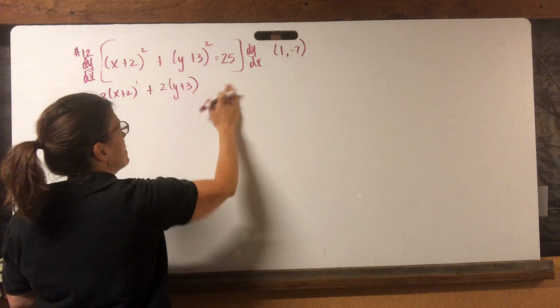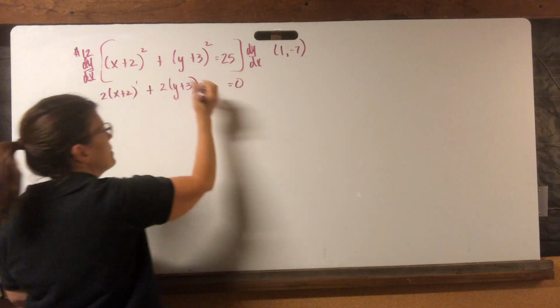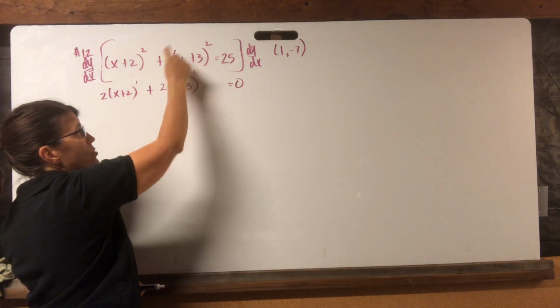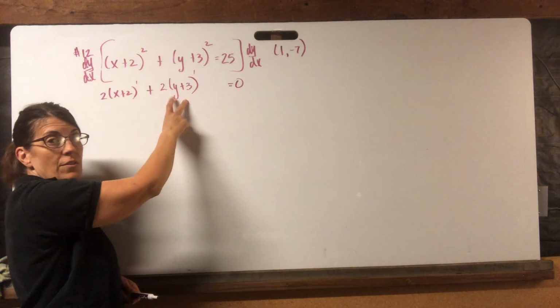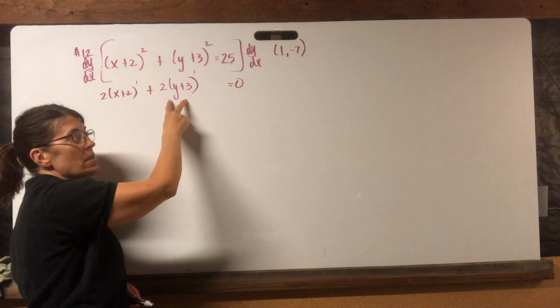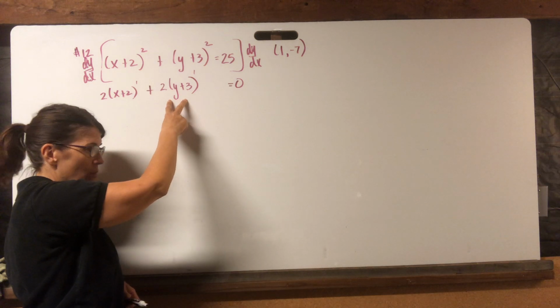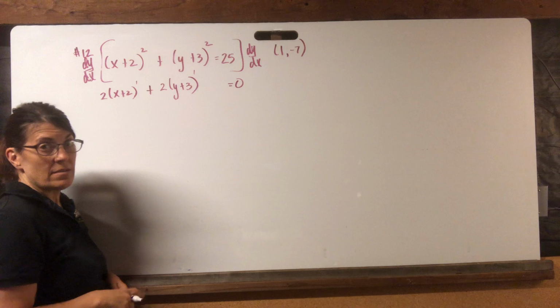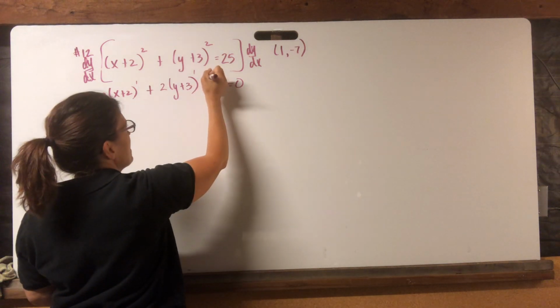Okay, plus 2(y + 3) to the first. The 2 comes in front, and then by the chain rule, take the derivative of what's inside. So what do you think is going to be the derivative of y plus 3 with respect to x? Derivative of y with respect to x. That's what it is, dy/dx.